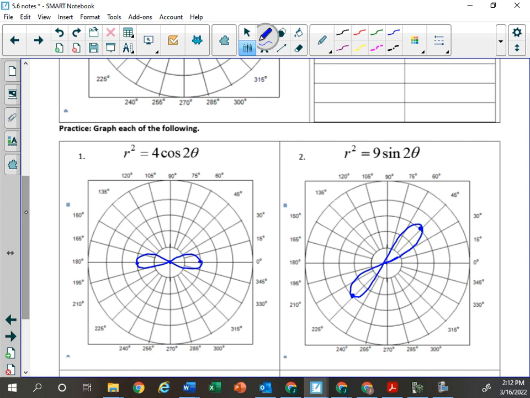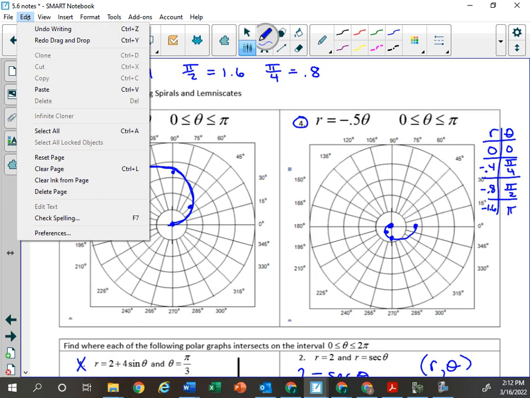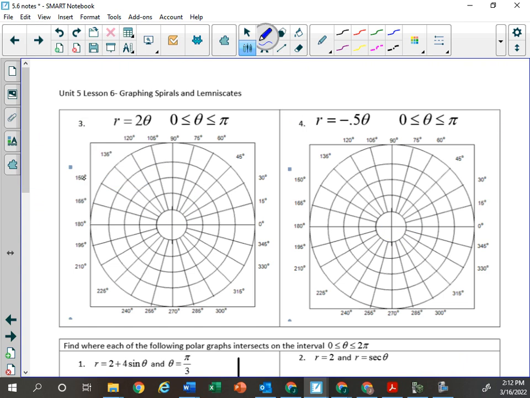Okay, turn the page. Try and graph those 2 at the top. What are they? Spirals. Oh, this is going to be big. You only have to go from 0 to pi. Otherwise, yes, we'd be in trouble. You just have a big spiral drawn all over your paper, just all over the next row.